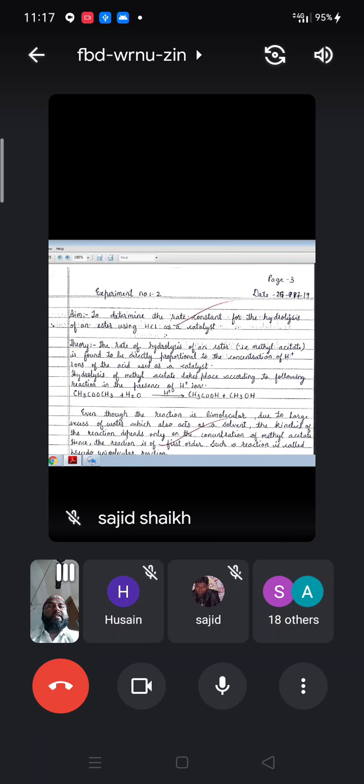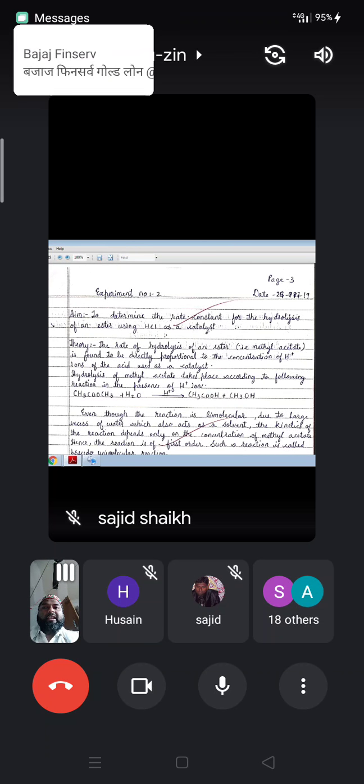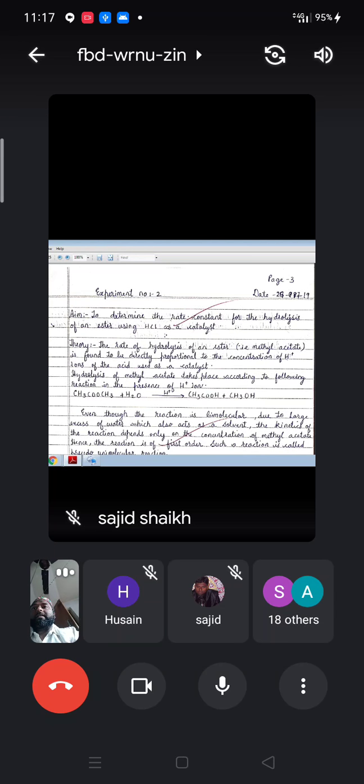The rate of hydrolysis of an ester, that is methyl acetate, is found to be directly proportional to the concentration of the H plus ion of an acid that has been used as the catalyst. Hydrolysis of methyl acetate takes place according to the following reaction in the presence of H plus ions. You can see CH3COOCH3. When water is added, it splits into H plus and OH minus. H plus goes to the carboxylate, that is CH3COO acquires the H plus, whereas CH3 acquires the OH minus. That's why acetic acid and methanol are formed.